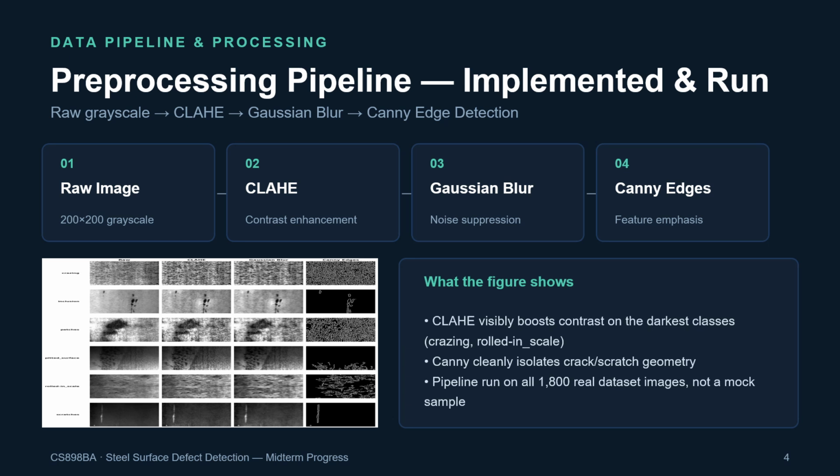These edges contain useful information that helps the machine learning model distinguish between different defect types. The pre-processing pipeline that I used is applied to all 1800 images in the dataset, and the processed images are later used for visualization and model training.